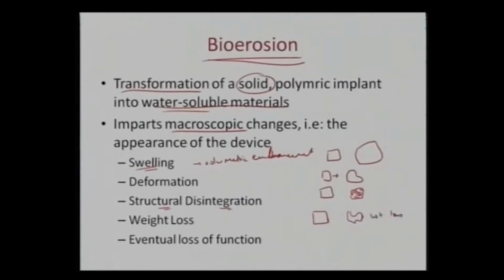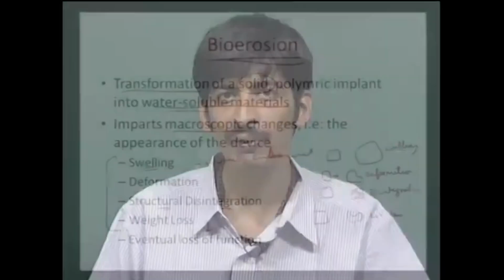So we have swelling, we can have some deformation, we can have some disintegration, and we can have weight loss, and eventually all these lead to eventual loss of the function, since the functionality is dependent on the kind of material we have available, the quantity of the material, the weight of the material, and also the chemical nature of the polymer which is available at the end of a particular cycle or the storage.